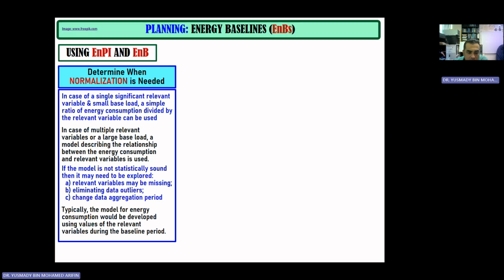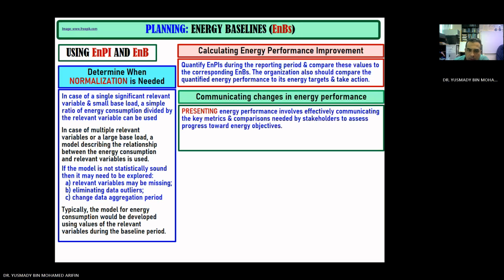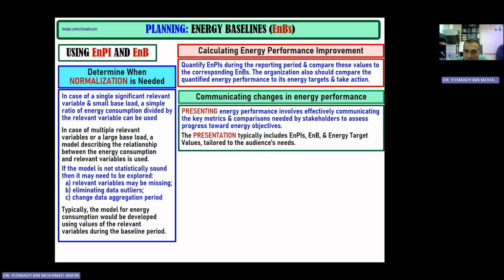Typically, the model for energy consumption would be developed using values of the relevant variable during the baseline period. For calculating energy performance improvement, quantify ENPI during the reporting periods and compare this value to the corresponding energy baseline. The organization also should compare the quantified energy performance to its energy target and take action. Communicating changes in energy performance. So presenting energy performance involves effectively communicating the key metrics and comparison needed by the stakeholders to assess progress toward energy objective. The presentation typically includes ENPIs and ENB and energy target values tailored to the audience needs.